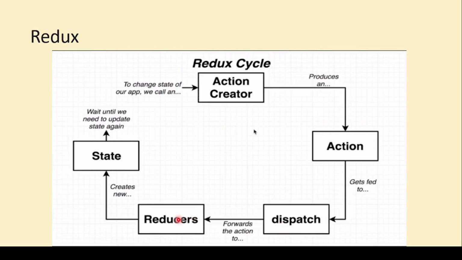So then we have the reducers. The reducer function receives the data information from the action through this dispatch and modifies the state according to whatever data is being provided. And finally, we have the state where the data will be modified. This is where all the data from our reducers are passed into.